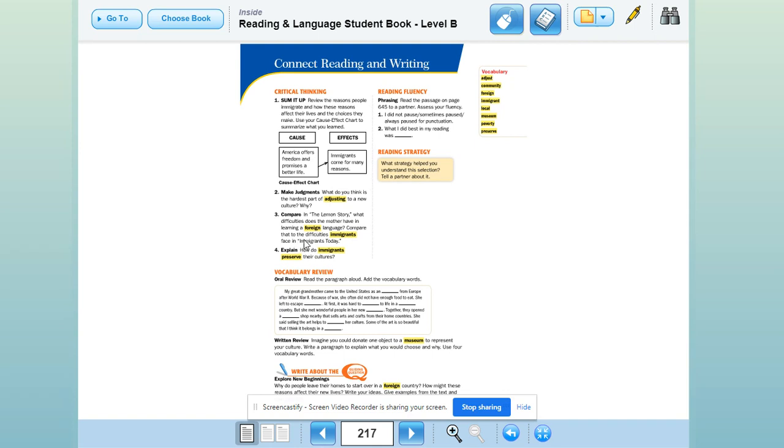Compare that to the difficulties immigrants face and immigrants today. You have to make a comparison. You want to talk about how it was difficult or how it was similar or how it was different from the other story that you read, which is immigrants today.